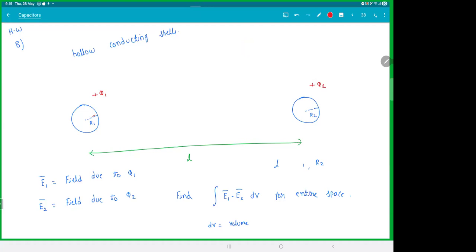So there are two shells of radius R1, R2. E1 and E2 are the field in the space anywhere. You take the dot product of those two fields at that point and multiply with volume and integrate over the whole space. And this quantity looks like completely nonsense, but it actually becomes something else if you can interpret it a certain way. Figure it out.